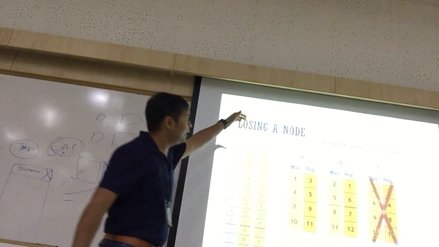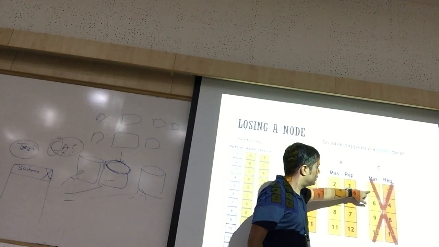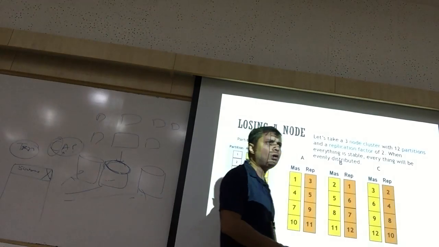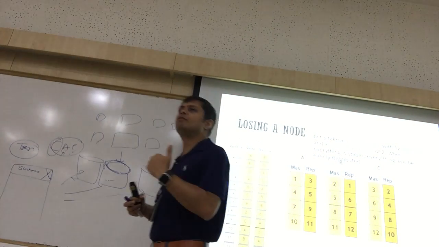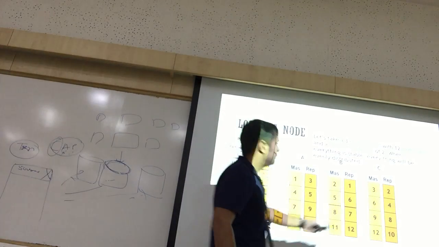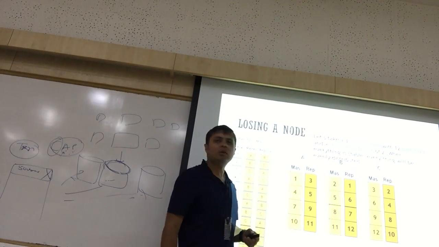What happens to the client? The client is connecting from here, right? He's trying to connect. Let's go back. If you wanted to make an update for 3, where would he go now? Where's the master copy of 3? C. Yeah, so he's going to go to C. If I want to make an update for 1, where would I go?